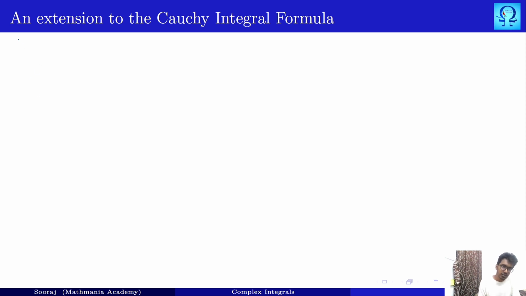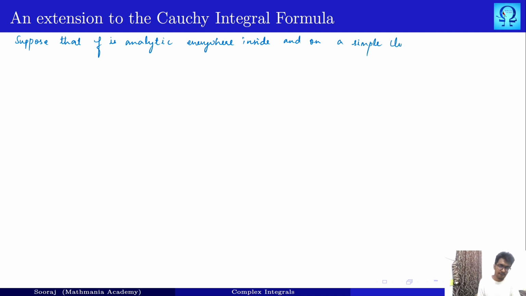For which basically let us suppose that this function f is analytic everywhere inside and on a simple closed contour C, which is taken in the positive sense.